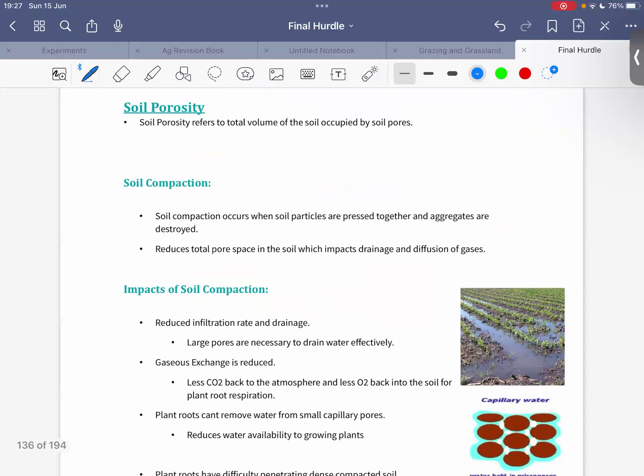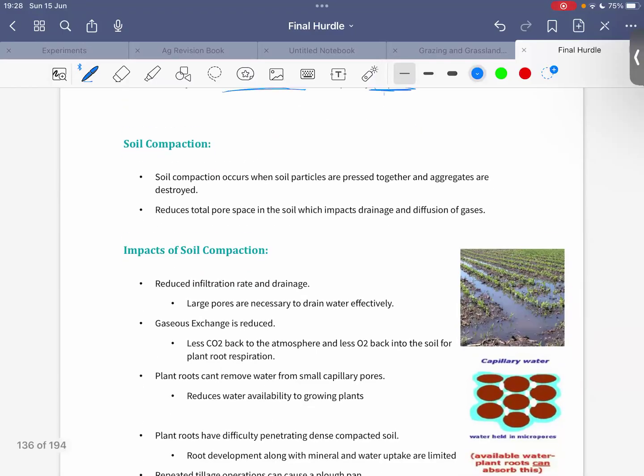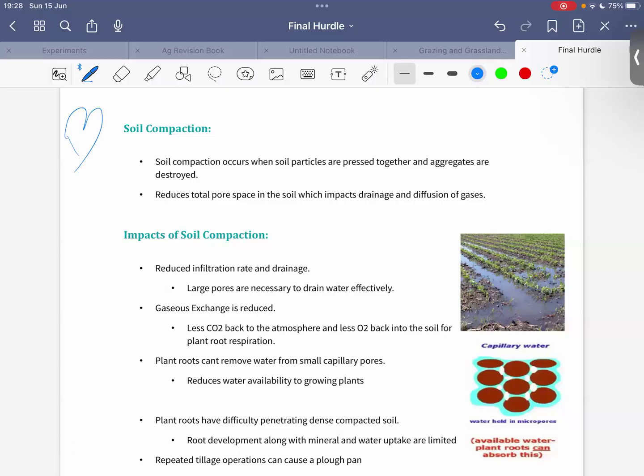Soil porosity, okay, is all about the total volume of soil occupied by our pore space. Again, we want 50%. Okay, put a heart beside this, boys and girls.